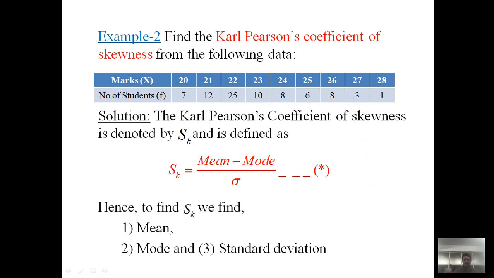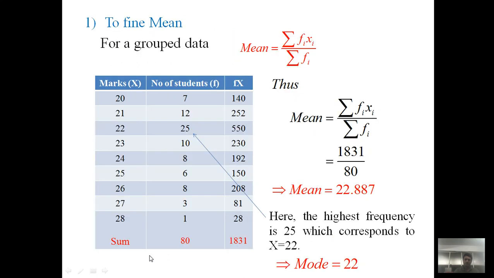Next we have to obtain the second quantity, mode. See in this frequency table the highest frequency, so 7, 12, 25, 10, 8 and so on, 1. So the highest frequency is this 25, and corresponding to which the value of x is 22. So the highest frequency 25 is corresponding to x, that is 22.